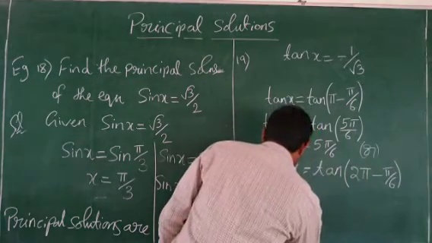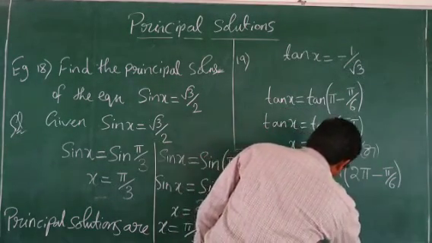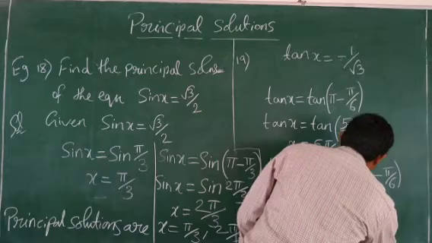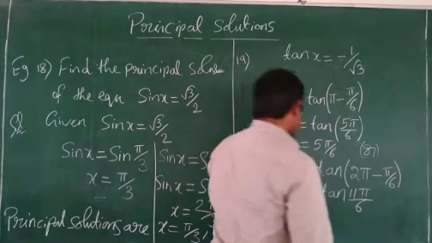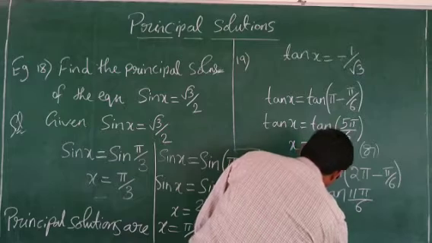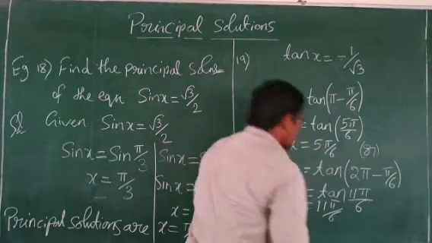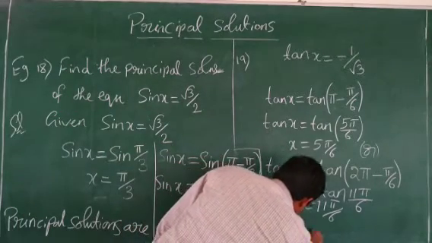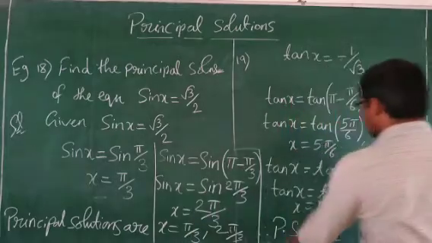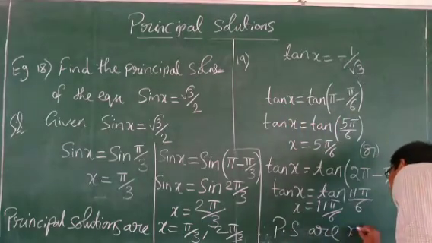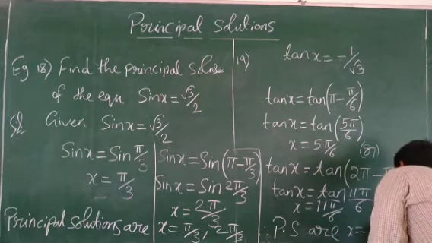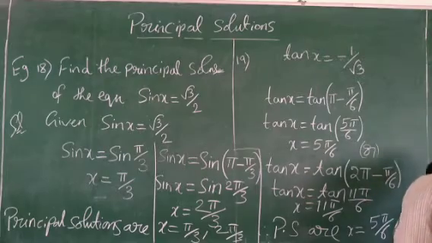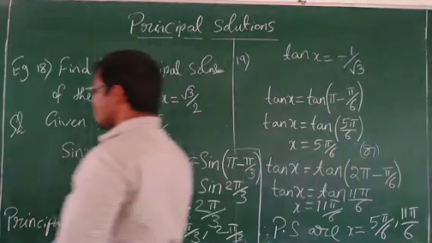So this is tan x is equal to tan of 6 into 2 pi, 12 pi minus pi, 11 pi by 6. So x is equal to 11 pi by 6. So now we can write the principal solutions. Therefore, principal solutions are, I am writing in short form, x equal to 5 pi by 6 and 11 pi by 6. So we get two solutions.